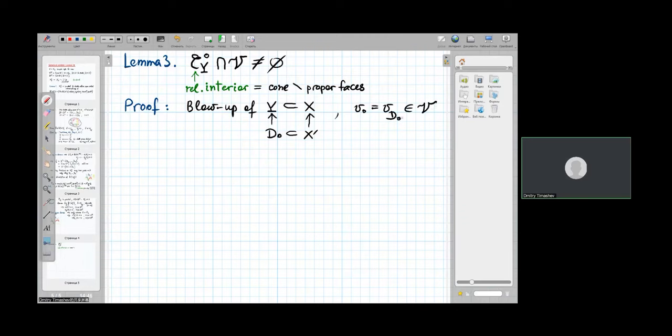Now, if you take any weight lambda, a lattice vector in the dual cone, then by the remark which we already made after the proof of lemma 1, the corresponding B semi-invariant function F lambda is regular on the open B chart.